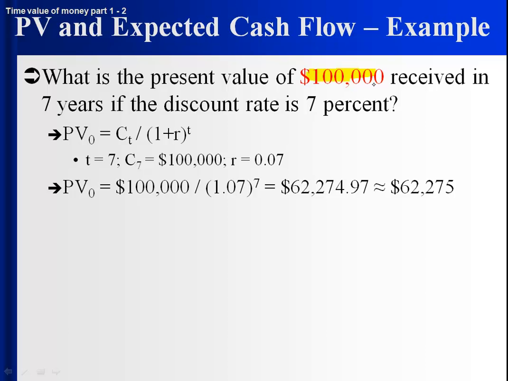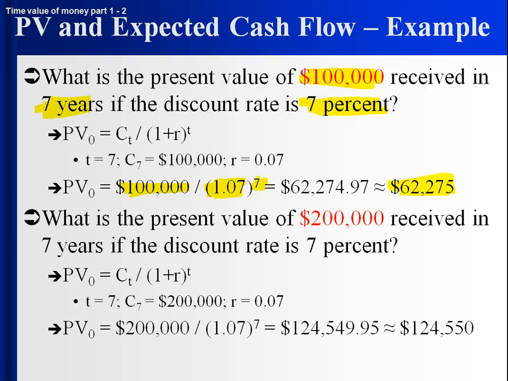Suppose you're expecting $100,000 in 7 years from now, and the discount rate is 7%. That has a present value, 100,000 divided by a discount rate of 7% per year for 7 years, equivalent to getting 62,275. Well, what if you're going to get $200,000 in 7 years at 7%? Well, as you can see, the present value for that is higher than it is for 100,000. Specifically, it's twice as much. So again, this one's pretty commonsensical.